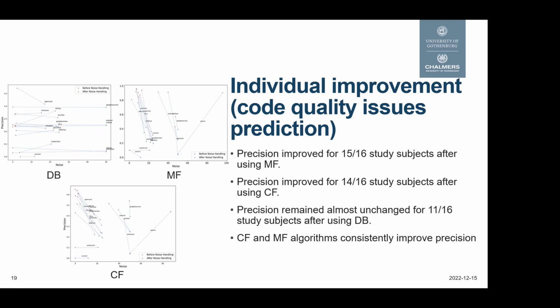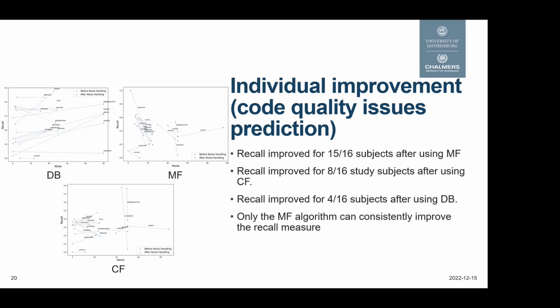Now, if we turn to look at the improvement trends for the second experiment, we see the precision improvement trends here. Precision improved the most with the MF after applying the MF algorithm. The improvement appeared for 15 out of 16 study subjects. And then the CF improved 14 out of 16. And the DB came last here with 11 out of 16 subjects not improving with the DB at all. You can see the horizontal lines going for the DB here. So only CF and MF consistently improve the precision in the second context.